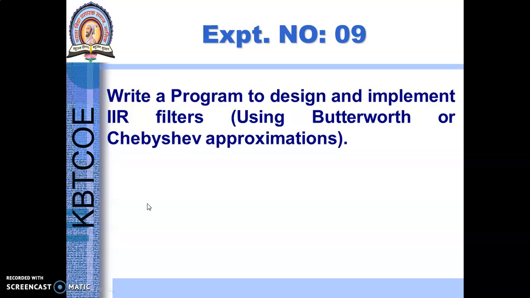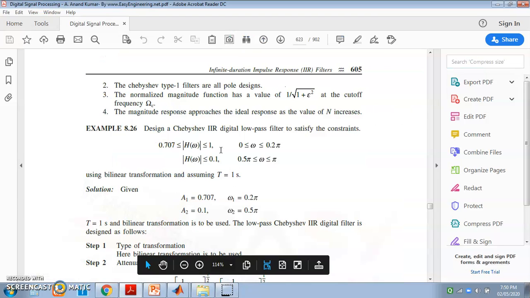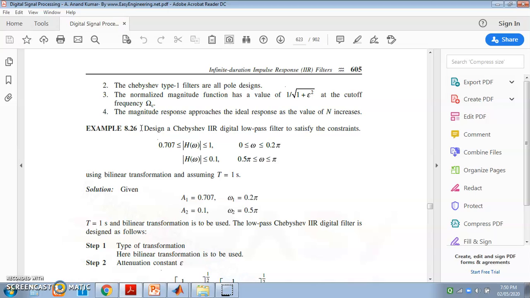That is experiment number 9. We have to write the program to design and implement the IIR filter using Butterworth or Chebyshev approximation. In the last video we have already covered the Butterworth approximation, and in this video we are going with the Chebyshev approximation. So for this purpose, we are going to consider the problem statement: design a Chebyshev IIR low pass filter to satisfy the following constraints.